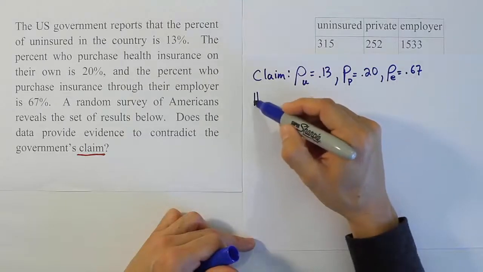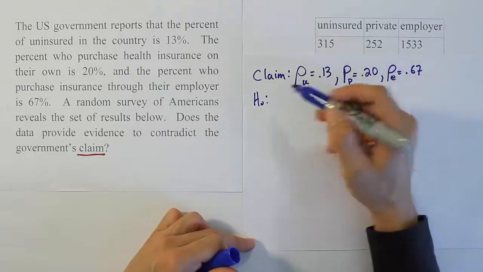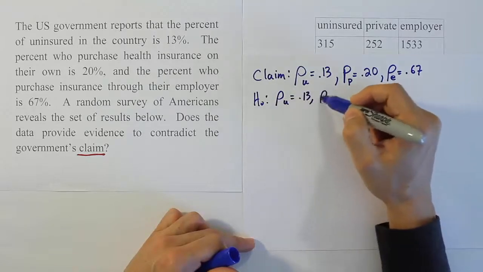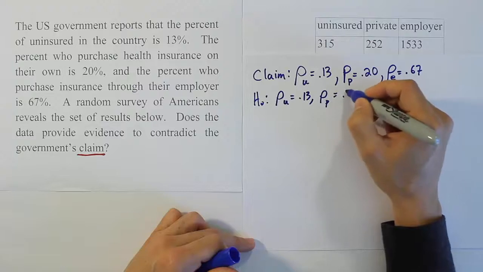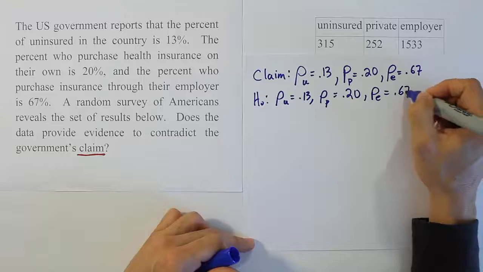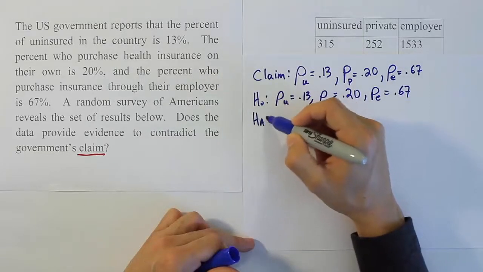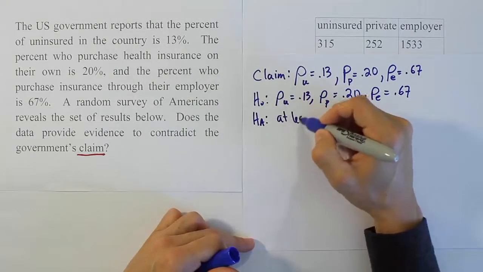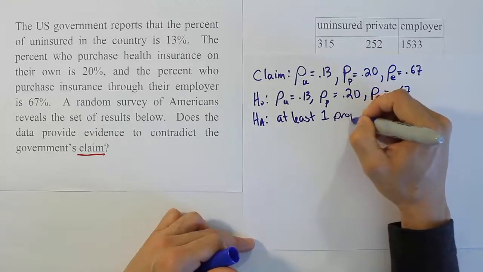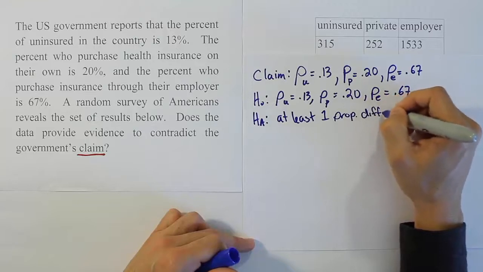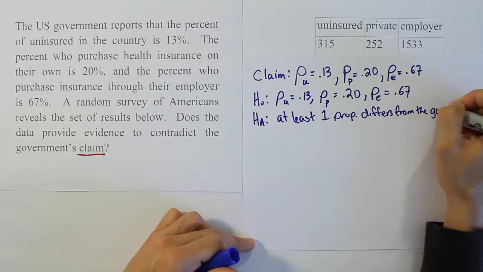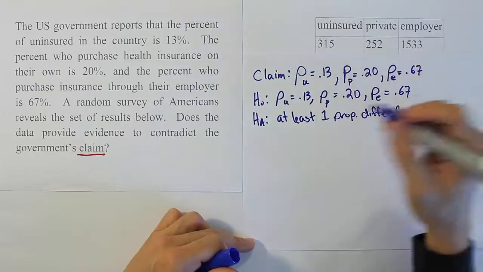All right, now H0, the null hypothesis, is the same as the claim because all these symbols are dealing with equality. So it's 0.13, the proportion of private sector purchasers is 0.20, and the proportion who get it through the employee health plan is 0.67. Now HA is the alternative hypothesis, and this would say that at least one proportion differs from the government's claim.